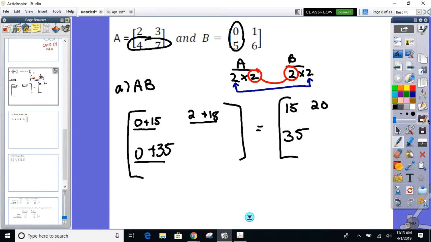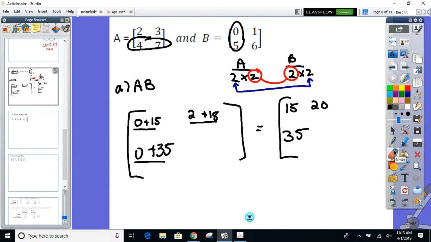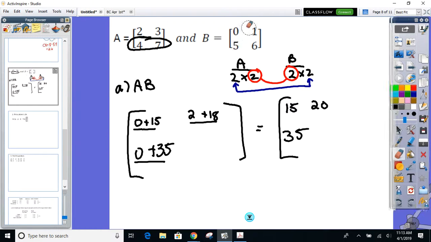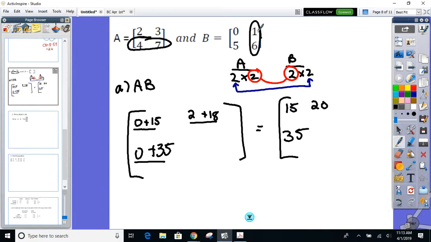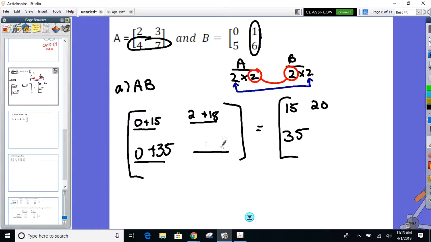The only one we didn't do was row 2 times column 2. Go ahead. 4 times 1 is 4. 7 times 6 is 42. We end up with 46. And there it is, a 2 by 2 matrix at the end.